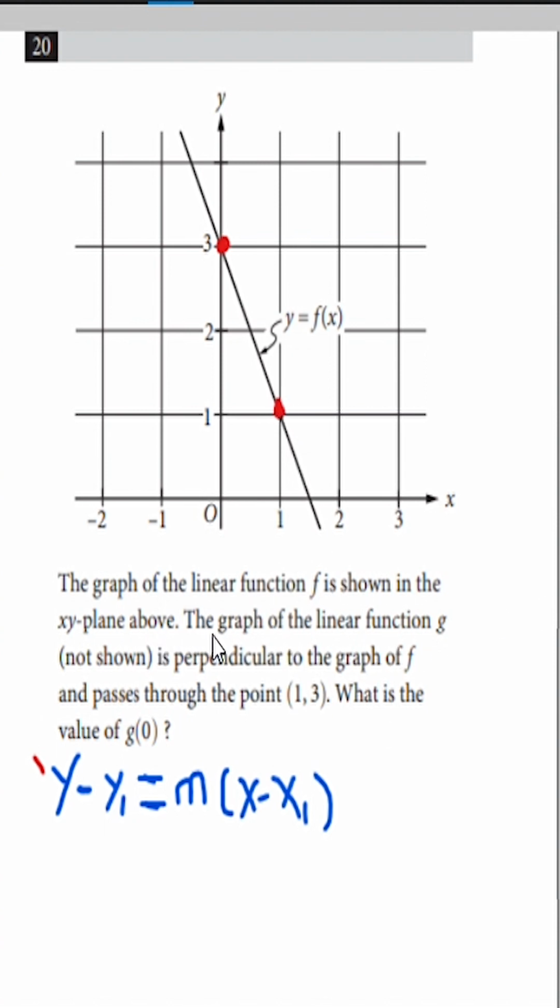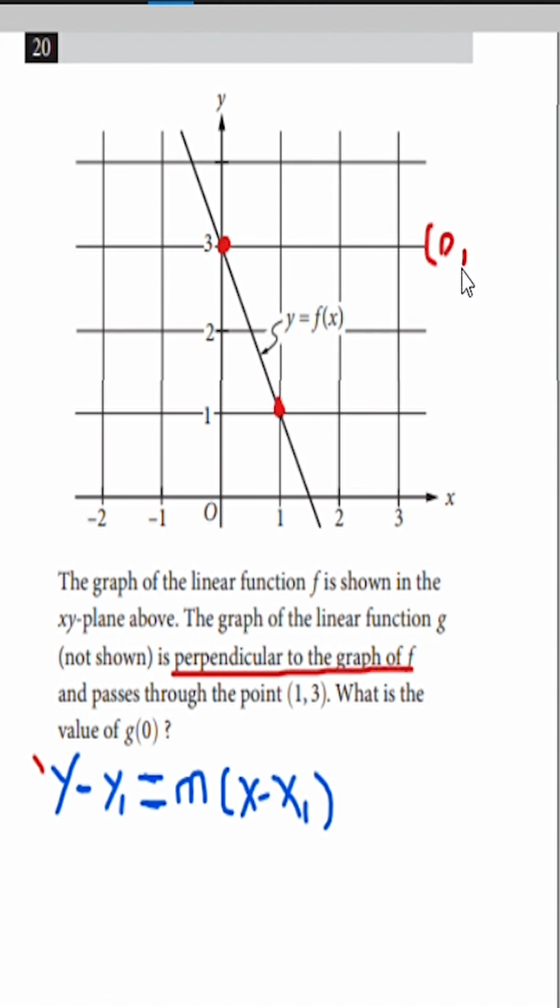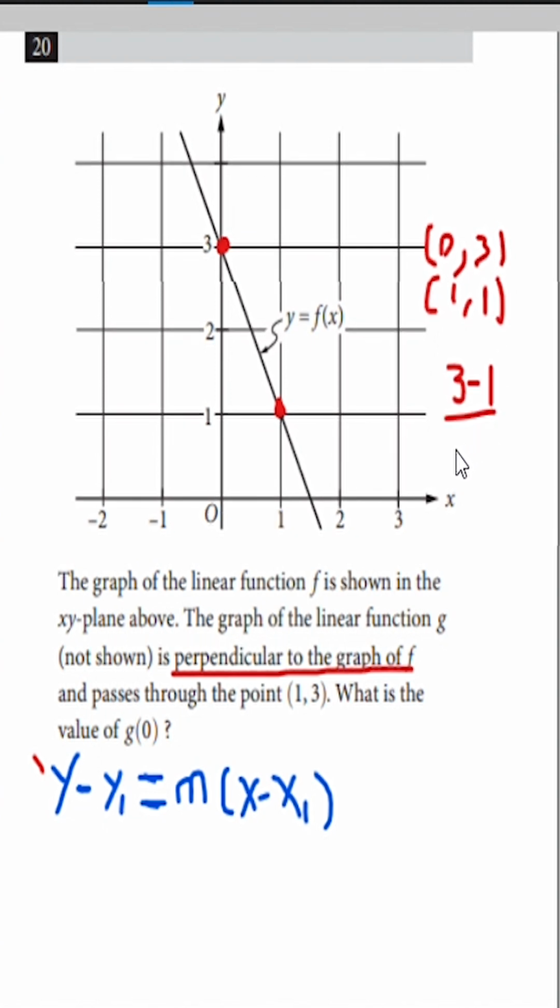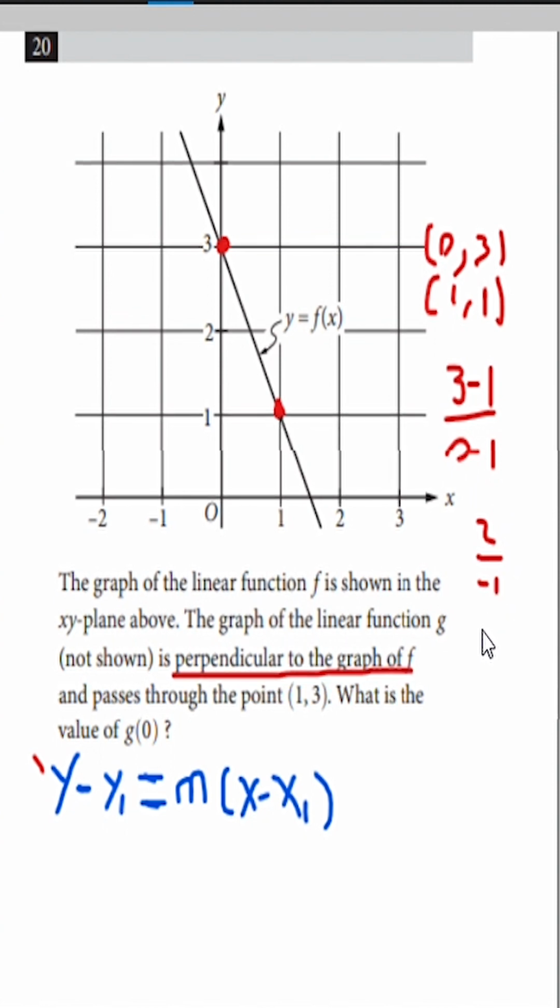So the question says the graph of the linear function g, which is not shown, is perpendicular to the graph of f, which is right here. That's important. So the first thing we have to do is find the slope of the line that's shown. We're going to grab those 2 points, which are (0, 3) and (1, 1), and then I'm going to use the slope formula to get my slope: subtract the y's, subtract the x's, and I'm going to end up with 2 over -1, which is going to give me a slope of -2.